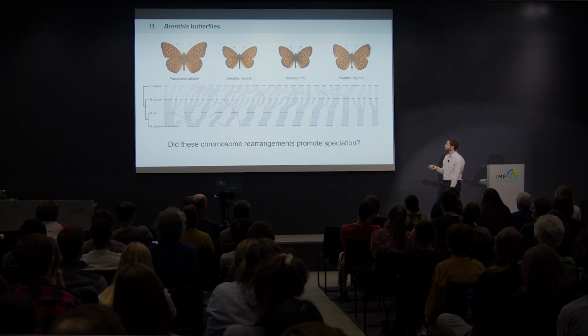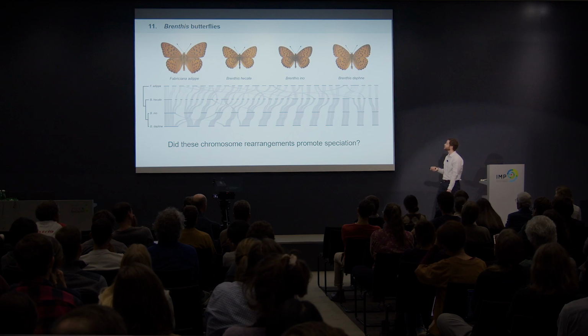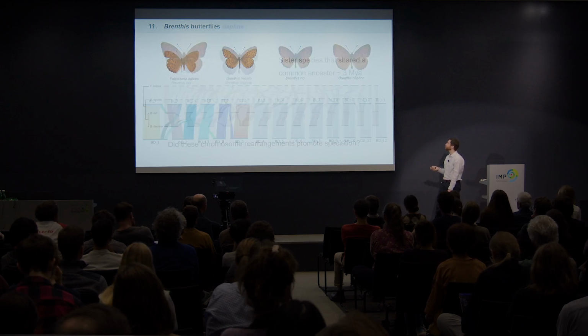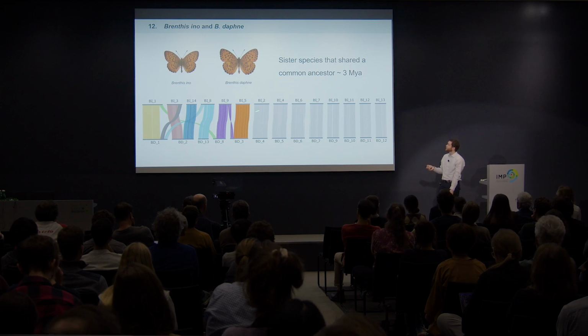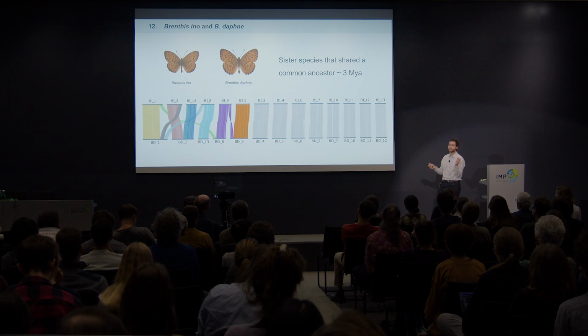And so, although this plot might be slightly overwhelming, the take-home message is that rearrangements happen all the time in these species, where chromosomes either fuse together or split apart. And so the question is, have these rearrangements promoted the formation of new species, or are they just coincidental with the speciation process? And so I focused in particular on this pair of species, Birnstiel and Birnstiel daphne, which are sister species to one another. In other words, they are each other's closest extant relatives.